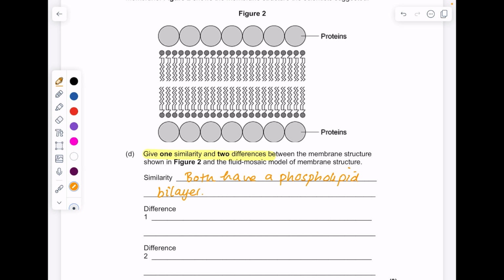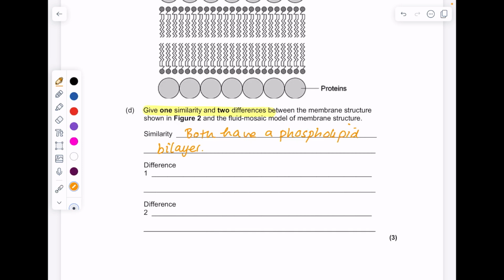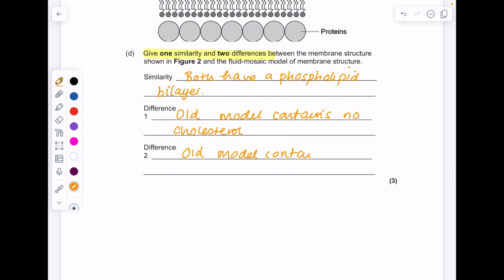In terms of differences, I think obviously key here is the location of these proteins. The fluid mosaic model, the modern day model, has carrier proteins, and the proteins are dotted within the membrane, whereas here you can see a single protein layer on the outside. What is absent about this model is it doesn't include any cholesterol or glycoproteins or glycolipids. So up to you again in terms of what differences. So I'm going to say the old model contains no cholesterol, the old model contains no glycoprotein.